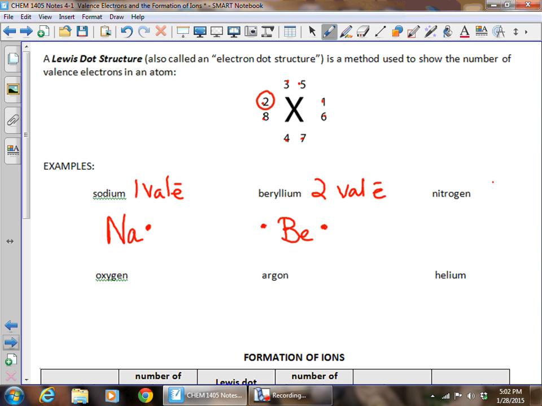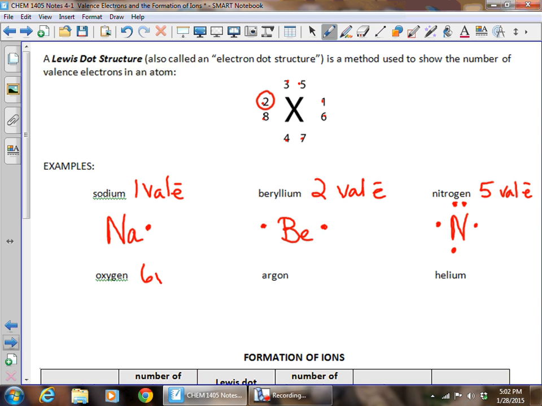Nitrogen over in group 5A has 5 valence electrons, so we would write its structure with N in the middle, dot in the 1 position, 2, the 3's up at top, the 4's at the bottom, and 5 is back up at the top again, paired up.